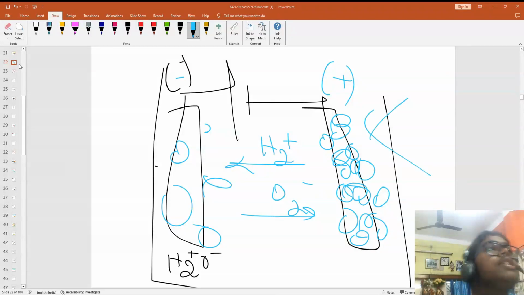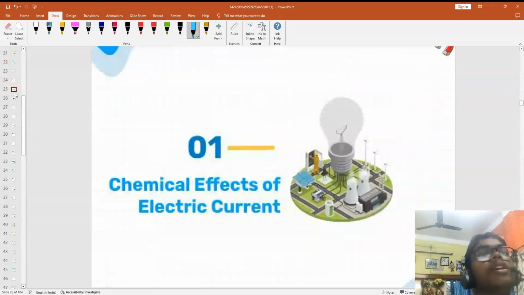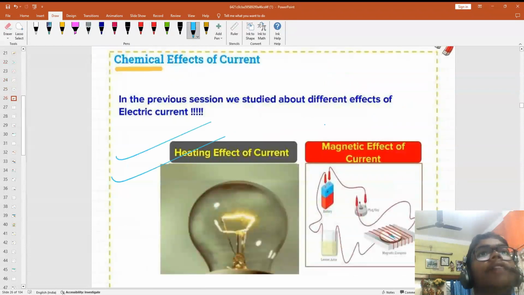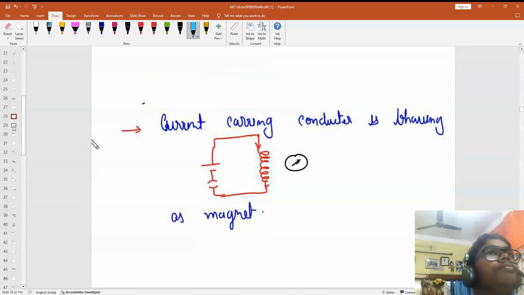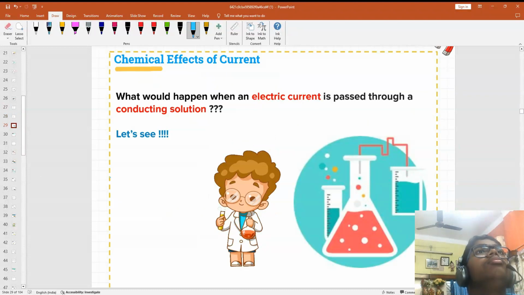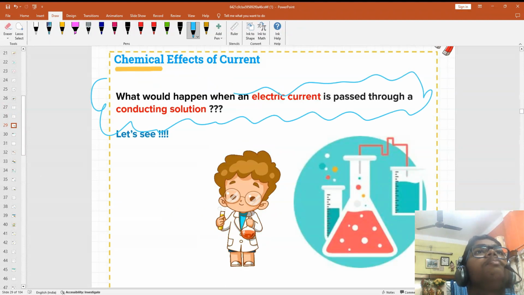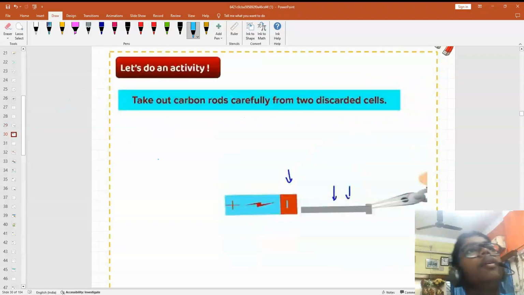So electrolysis is actually a decomposition of the substance. We previously studied the heating effect and the magnetic effect. Now let us learn about the chemical effect. Now, what will happen when electric current is passed through a liquid solution, that we already know, right? What will happen?